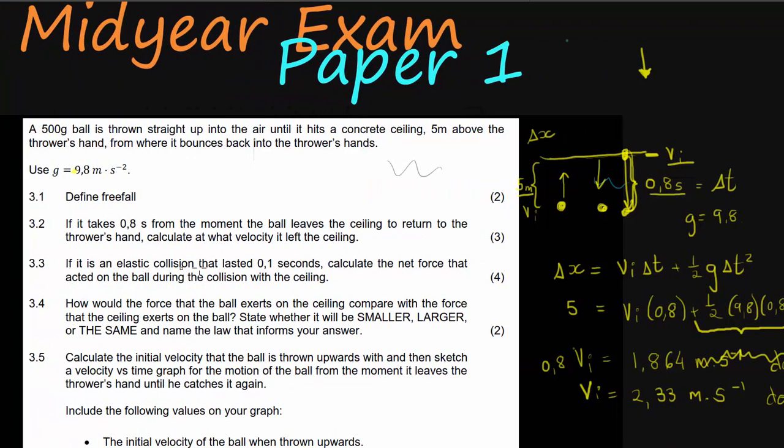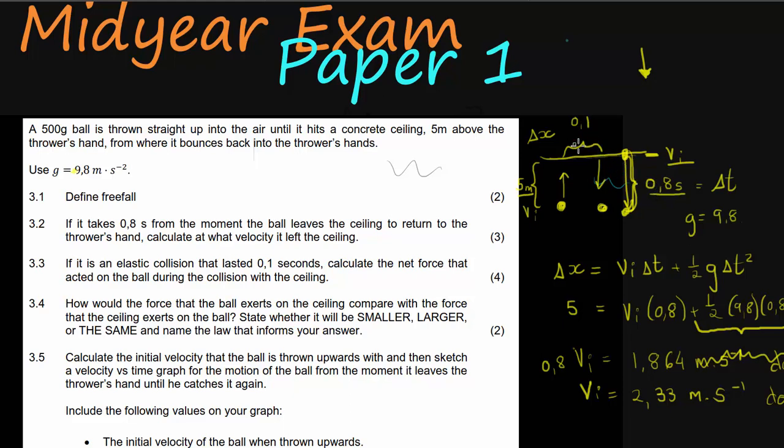If it is an elastic collision that lasted 0.2 seconds, calculate the net force that acted on the ball during the collision with the ceiling. So in other words, this is the time that it is in contact with the ceiling. I know I drew this at two different spots, but it's obviously happening at the same spot here. And they tell us that it's an elastic collision.